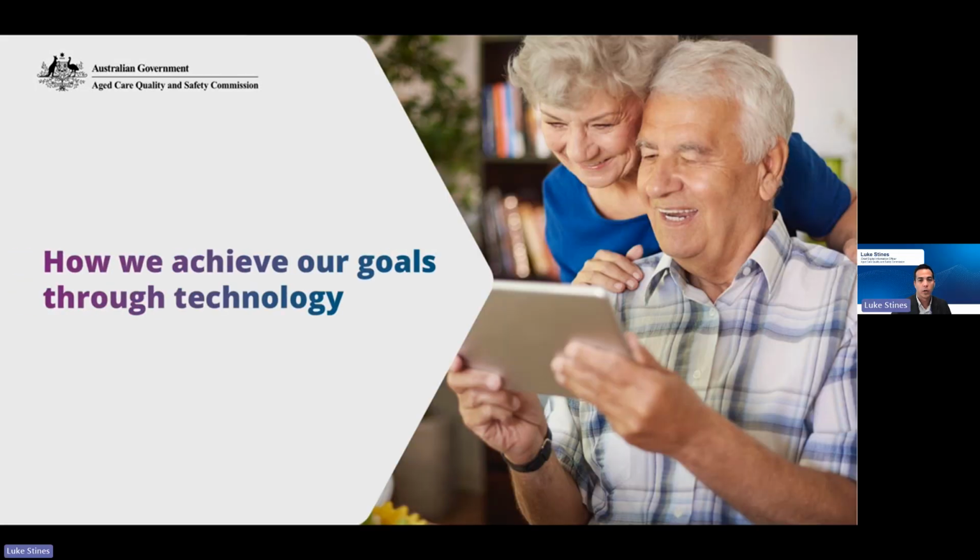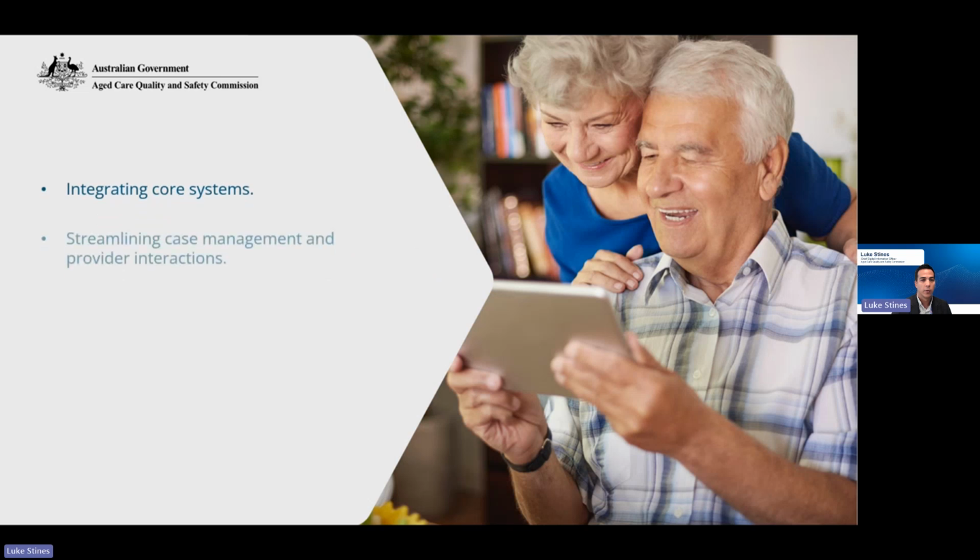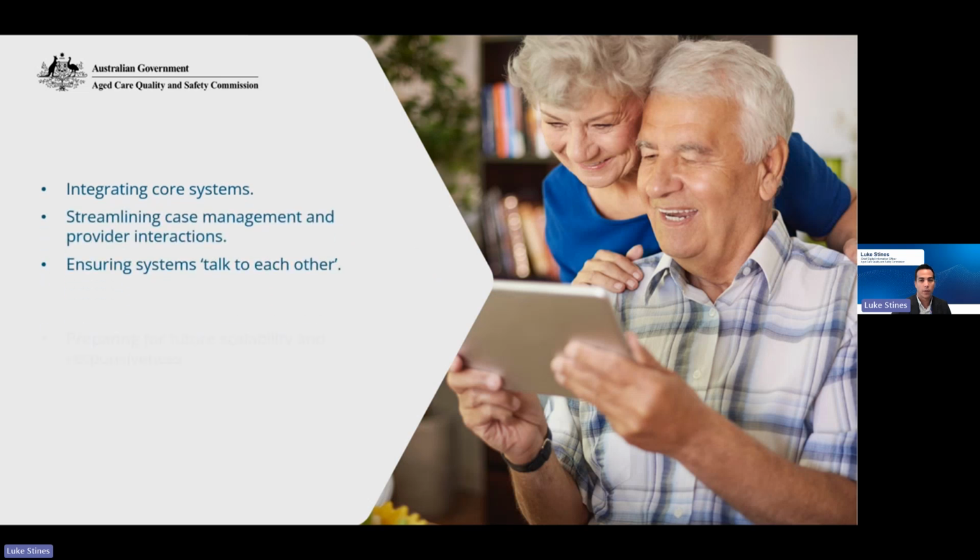So how will we achieve the requirements for the new Aged Care Act? Well, delivering these reforms has required a major technology uplift. We've integrated our core systems, so rather than operating in silos, they now talk to each other. We've streamlined case management and provider interactions, making processes faster and more predictable, and we've invested in future-ready capabilities, all with the person at the core of everything we do.